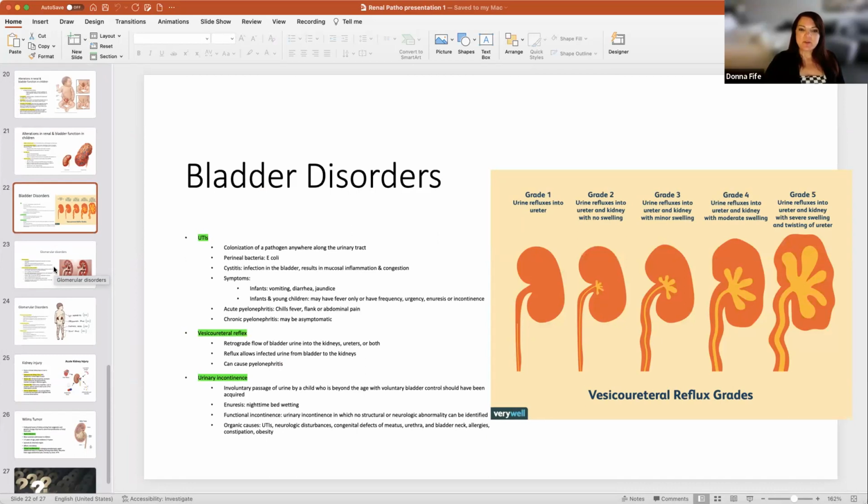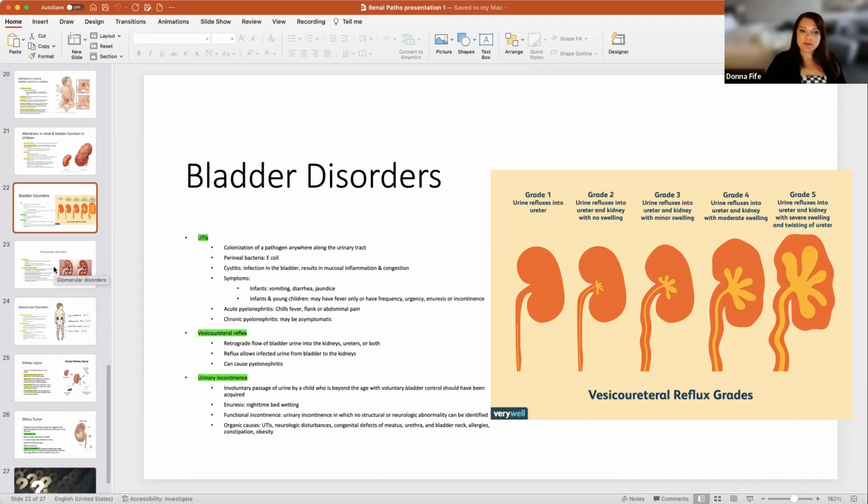Symptoms: infants may have vomiting, diarrhea, or jaundice. Infants and young children may have fever only, or they may have frequency, urgency, enuresis, or incontinence. Acute pyelonephritis, they may have chills, fever, flank or abdominal pain, and chronic pyelonephritis may be asymptomatic.